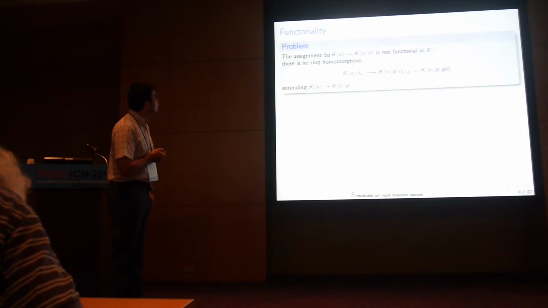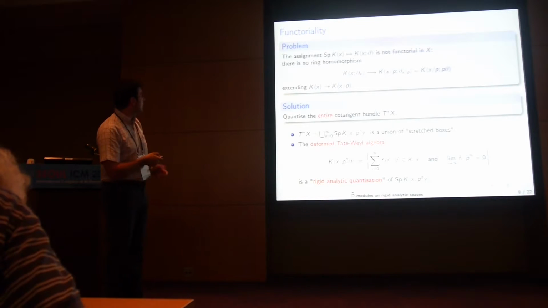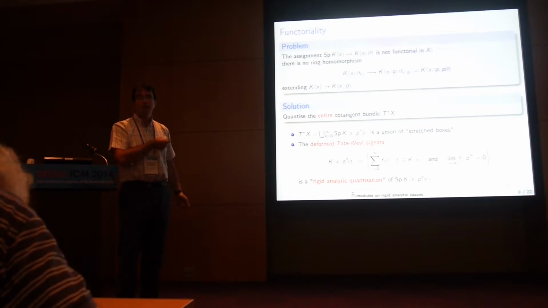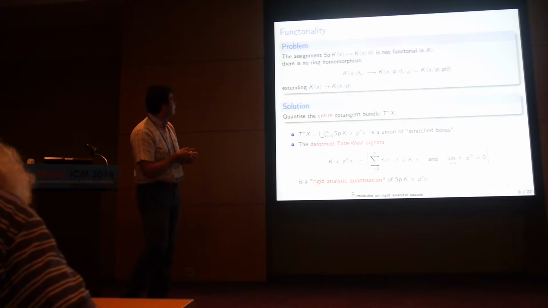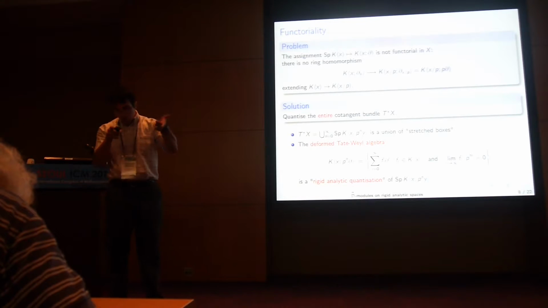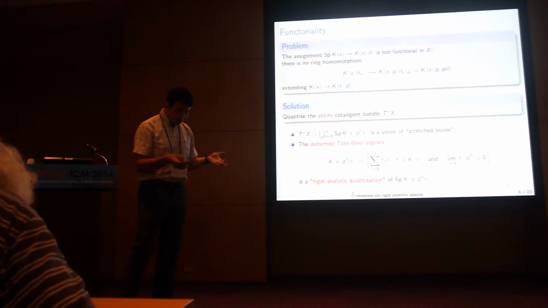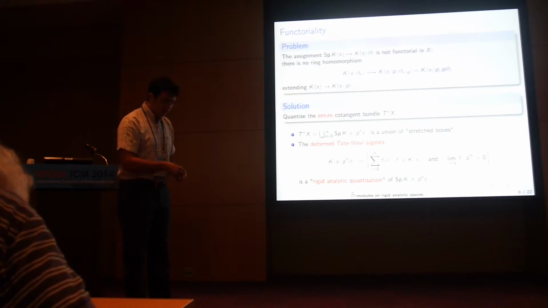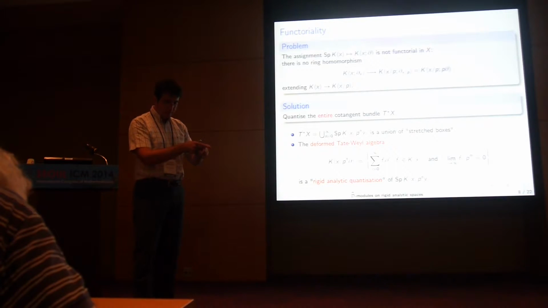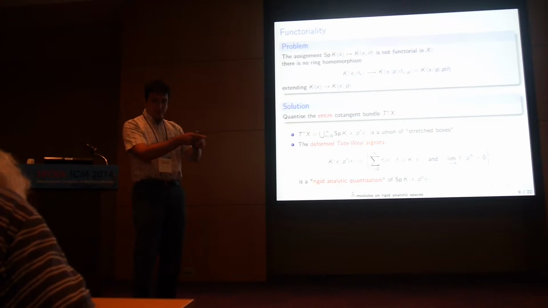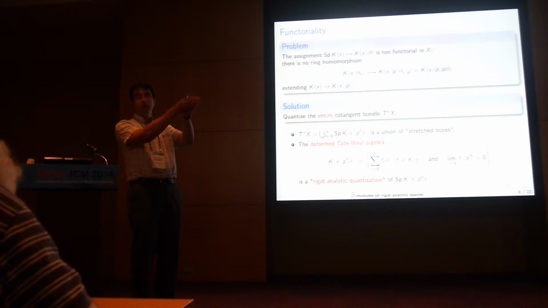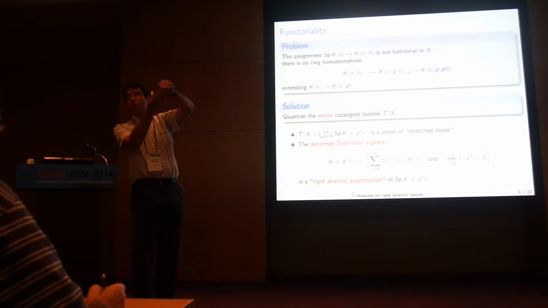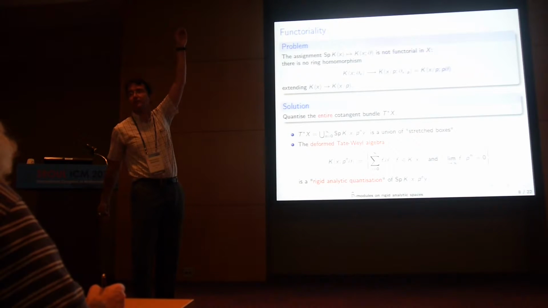So what to do? Instead, why not quantize the entire cotangent bundle? The second Tate algebra K<x,y> is rigid analytic functions on a two-dimensional polydisk. Instead, let's look at rigid analytic functions on the vertical strip. So take a one-dimensional polydisk and take the product of it with the whole affine line in the cotangent direction.